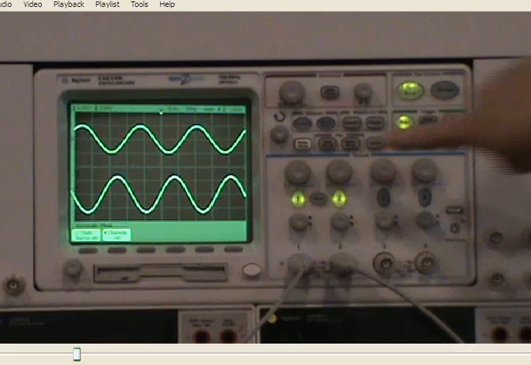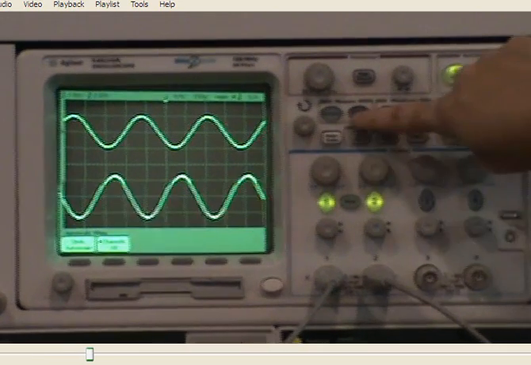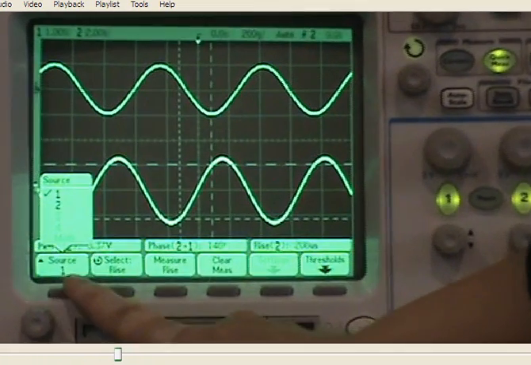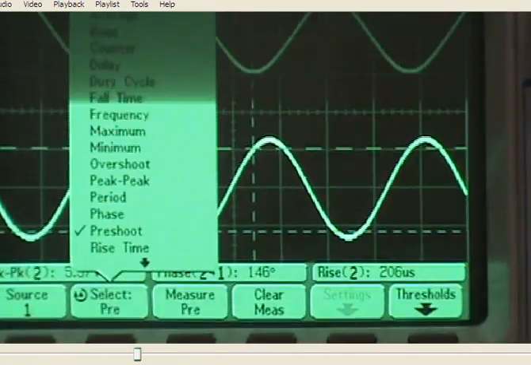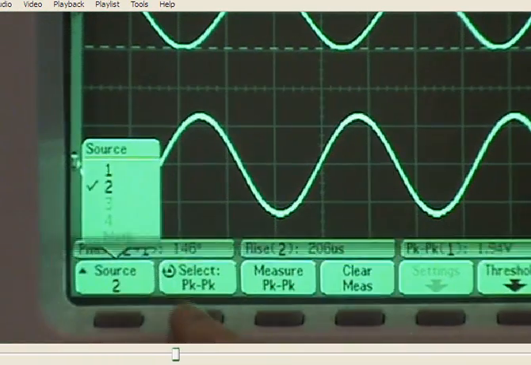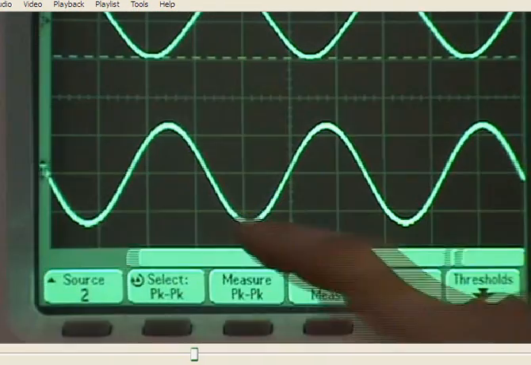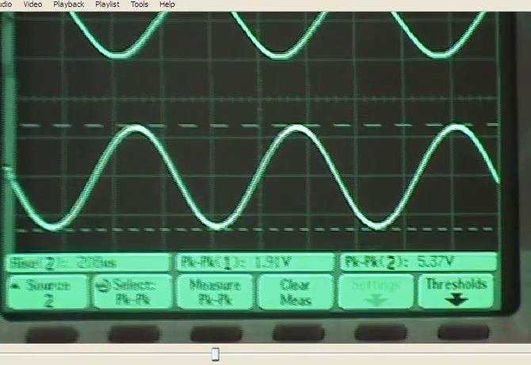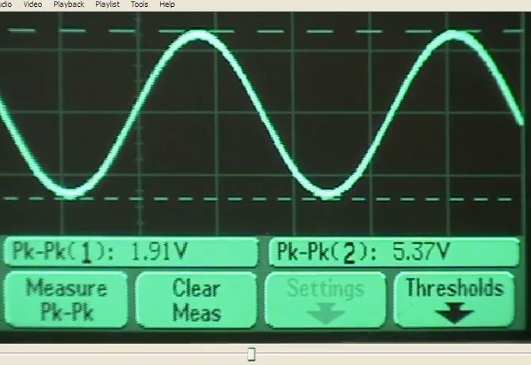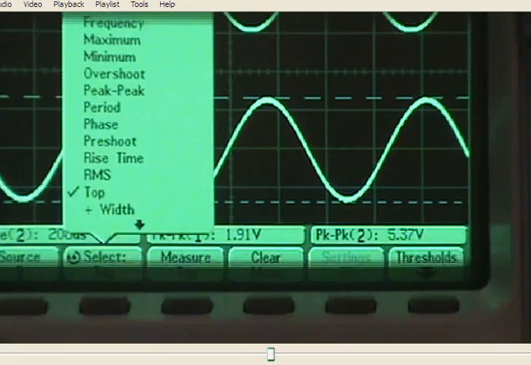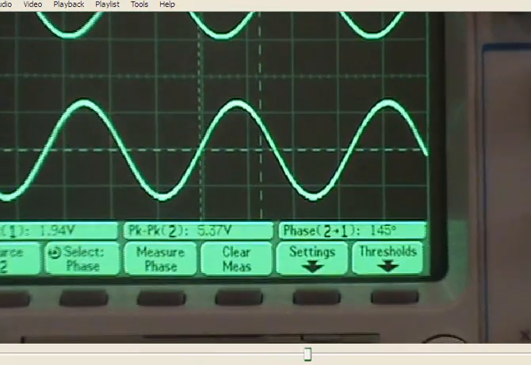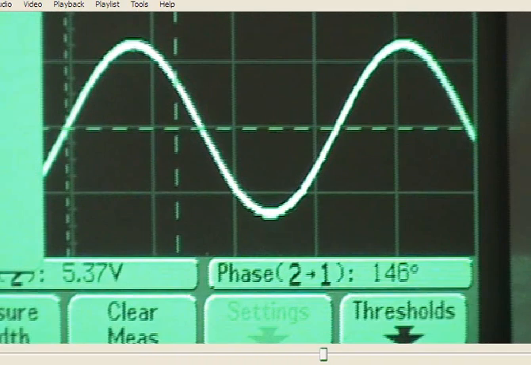Now let's look at the waveforms on the oscilloscope, the input voltage and output voltage. Input voltage is on channel 1, output voltage is on channel 2. We want to show the magnitude of both voltages, so we can use the peak-to-peak value. We are interested in the ratio, so as long as we use peak-to-peak for both voltages, we can calculate the ratio. Peak-to-peak 2 is 5.37. Peak-to-peak 1 is 1.91. Then we select the phase angle, which is 146 degrees.